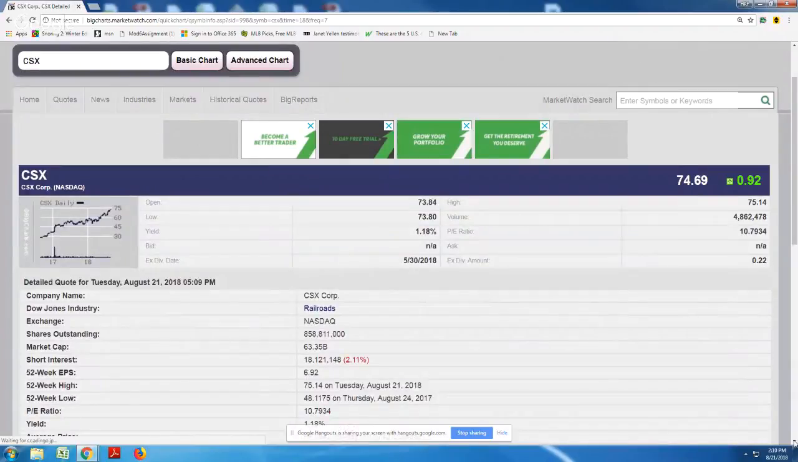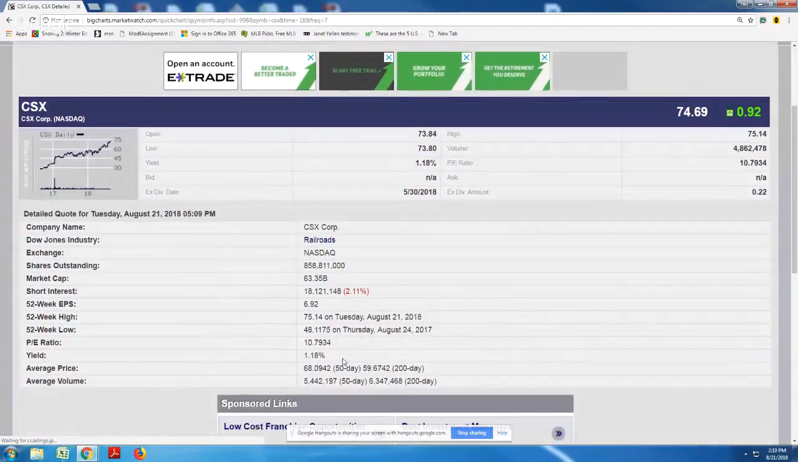And there you go. You've got a 68 on the 50-day, and you've got 59 on the 200-day. Taking a look at $75 minus $59, round numbers, you are 27% above the 200-day average. So is the market price look good? Yes. Does the industry look good? Yes.